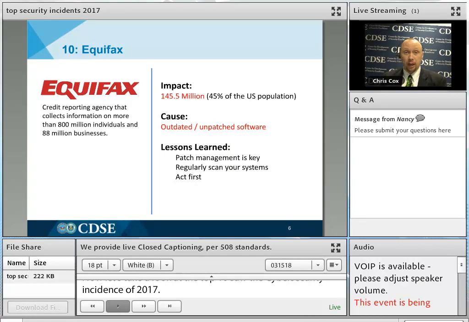So coming in with number 10, we're going to start with the Equifax breach. We probably all remember when that happened. Now, Equifax is a credit reporting agency that collects information on over 800 million individuals and multiple other companies. In the breach, 145.5 million individuals were impacted. That's nearly half of the U.S. population at the time, which means there's a pretty good chance that some of you were impacted as well.